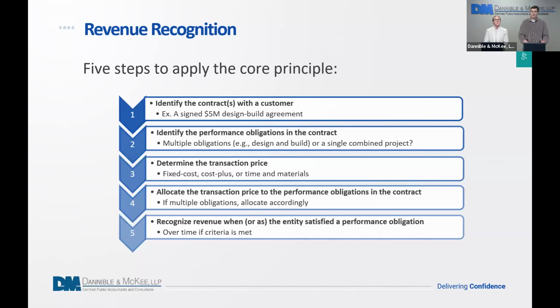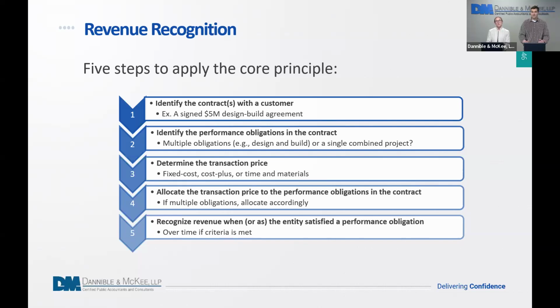You identify a contract with a customer. It's a $5 million design build agreement. Well, there's the contract. We've identified it. It exists. Now we're going to identify the performance obligations in the contract. Is it going to be one single project that we're considering it to be, or are there multiple obligations? Can the design portion be allocated a price of maybe $1 million, and then the build portion of the contract be allocated $4 million? This is the kind of thing you would determine when you're looking at your performance obligations in the contract and when they're going to be satisfied.